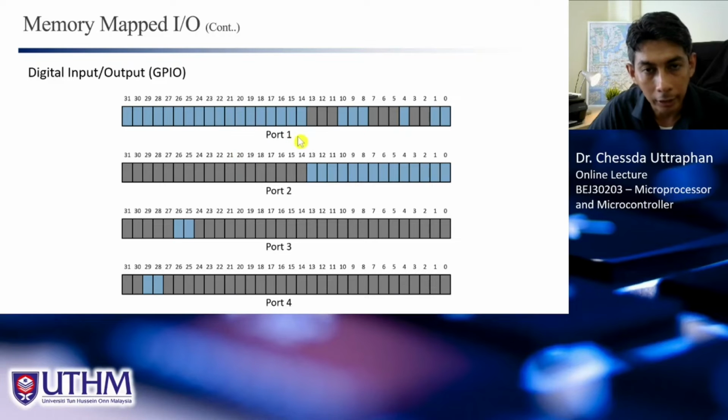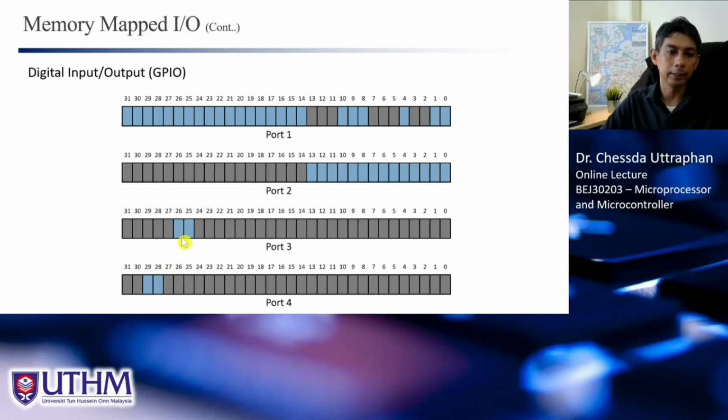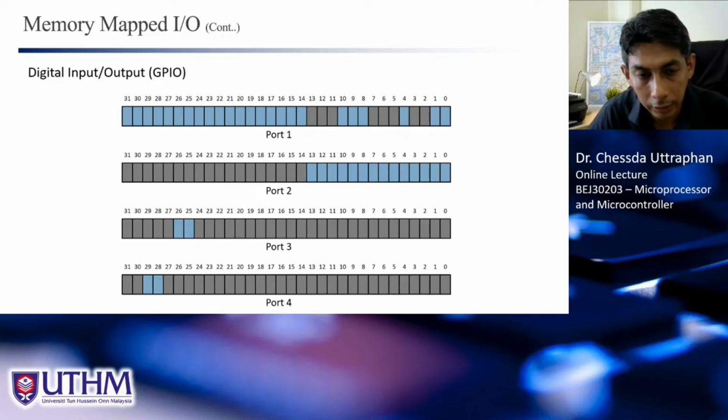And for port 1, we can see that bits 2, 3, 5, 6, 7, 11, 12, 13 do not have any connection to a pin, and the others are connected to a pin. All right, port number 2 only has bits 0 to 13 connected to a pin. Port number 3 here, and port number 4 only has 2 bits with physical connection to a pin.